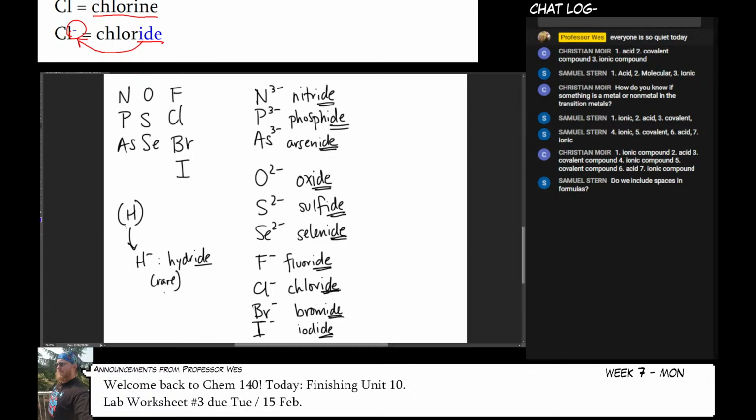I'm going to include hydride in here because it is a thing that exists. However, it is rare. More often than not, you're not going to see H as H minus. You're going to see it as H plus because H plus is for acids.